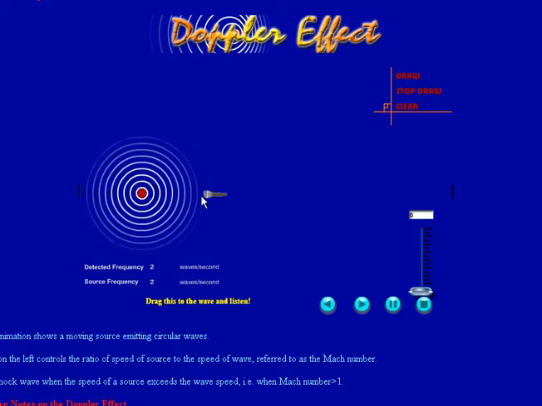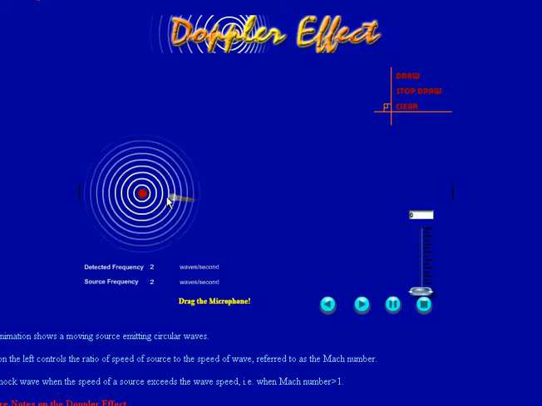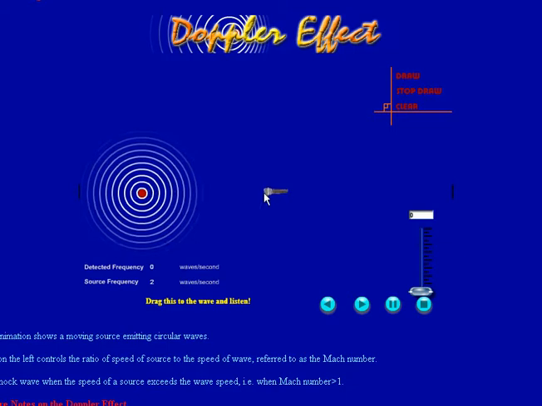And I've got this microphone here. I can put it up. You can actually hear the sound waves, 2 of them every second. Now this is called the source. This ambulance, this red dot, is our source. Now what we're going to do is take our microphone, put it over there, and make the source move.